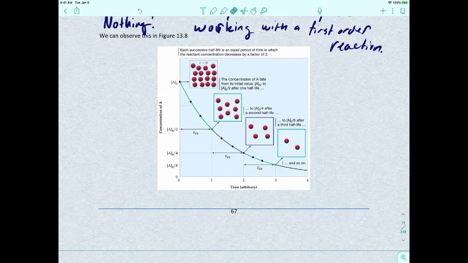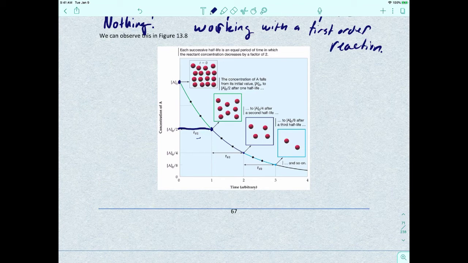Okay, so we have this image. This is definitely an exponential decay curve like we saw previously. And over here at the top, this is our initial concentration of our substrate. The time it takes for the initial substrate to get to half of its original concentration, that's what we're defining as a half-life.